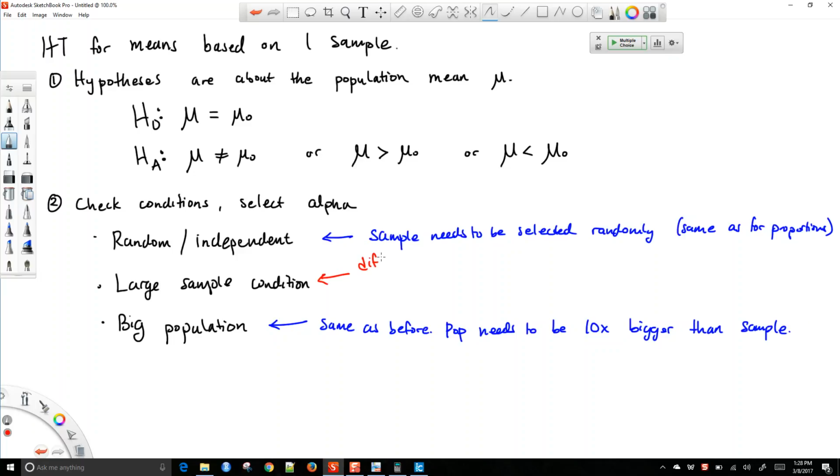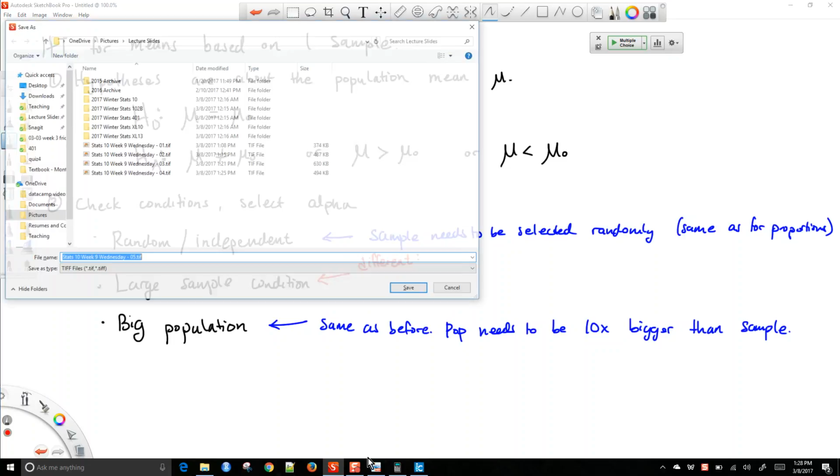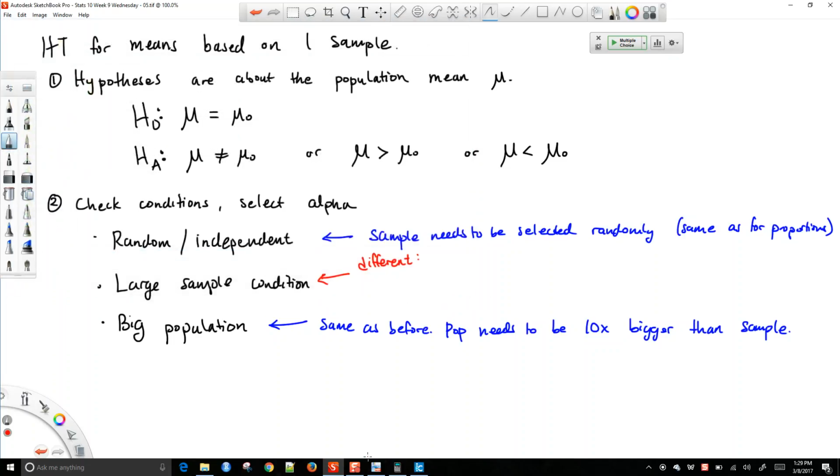This is different. Okay. For a large sample condition, when we had categorical variables, we said you needed at least 10 successes and at least 10 failures, right? Or n times p had to be bigger than 10, and n times 1 minus p had to be bigger than 10. Okay. Now that we're dealing with a numeric variable, we don't have any successes and failures.